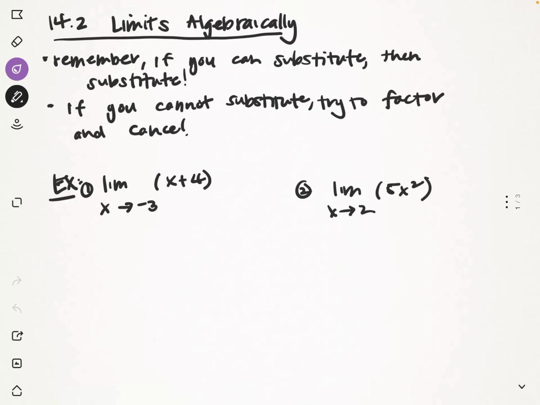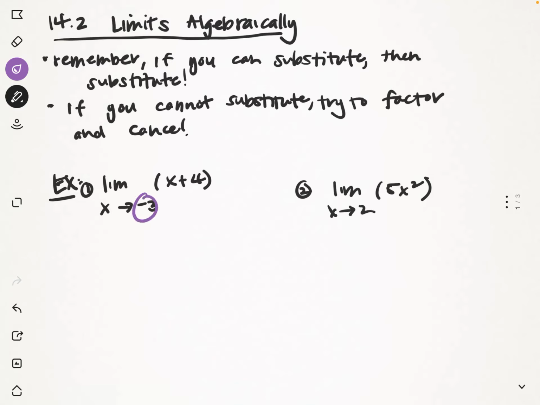So one of the things to remember is if you can substitute, then substitute. That's the number one thing to do first. If you're trying to find a limit and you can substitute without it being undefined or messing with any algebra rules, then do so and then you'll be done. You don't have to graph, you don't have to make a table, that'll be it. If you cannot substitute, try to factor and cancel. So let's go ahead and do this.